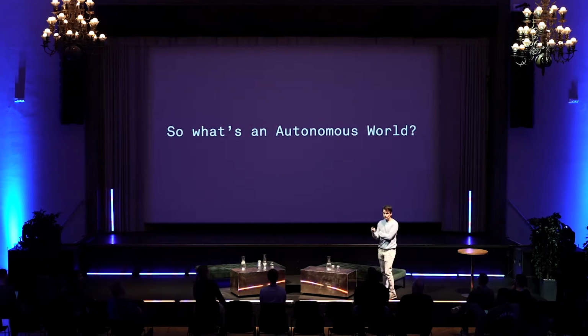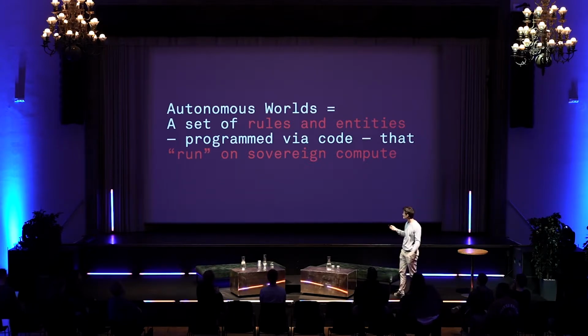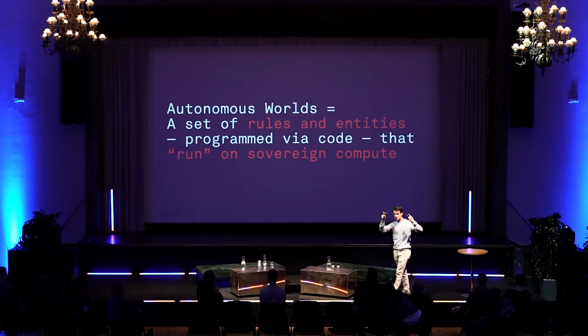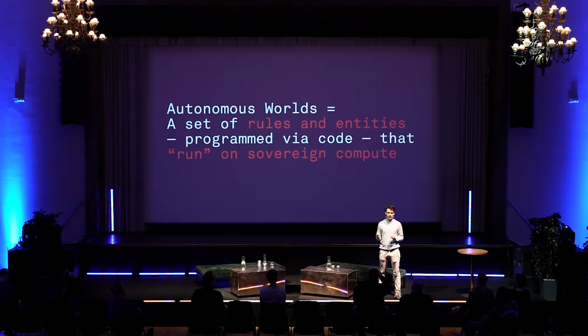So if we assemble those two things together, what's an autonomous world? Well, an autonomous world is a set of rules and entities, usually programmed via code, that run on sovereign compute. And what I mean by running is that worlds run on everything. You know, like Harry Potter runs on books and wikis. Worlds run on tribal songs and databases. Here, what I mean by run is, what is the substrate that keeps the world alive? And in the case of autonomous worlds, it's sovereign compute.